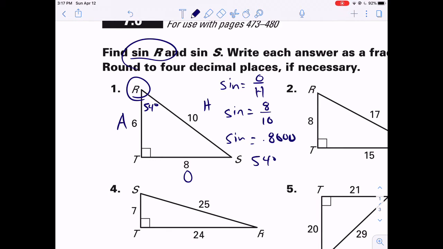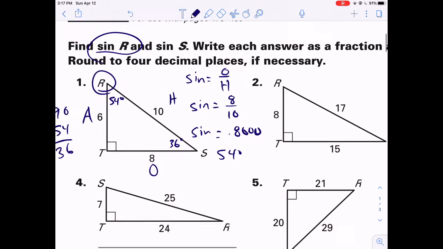Again, if you wanted to find angle s, you'd subtract that angle from 90. I'll show it to you over here quick. You subtract the 54, and what do you get? 36. It'll be 36 degrees. Okay. Let's try one more.